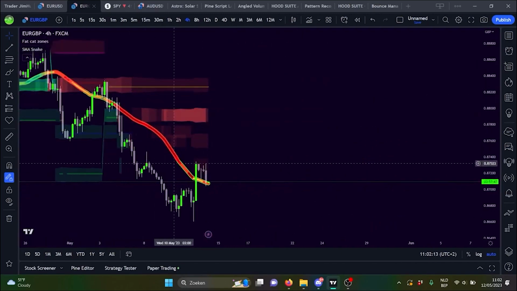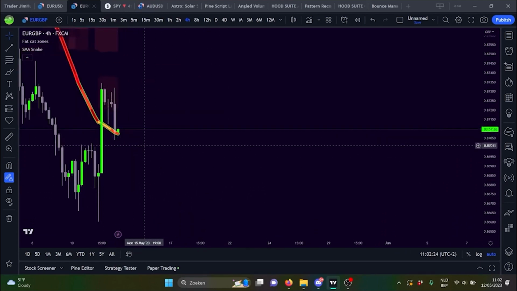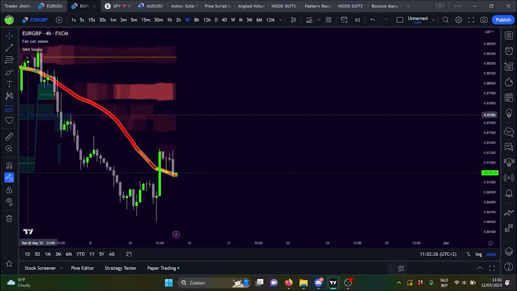Also, snake trend is really bearish here. And then if it turns yellow during a bearish trend, it's a good time to go short. So it's starting to go red again. Let's put in an order.